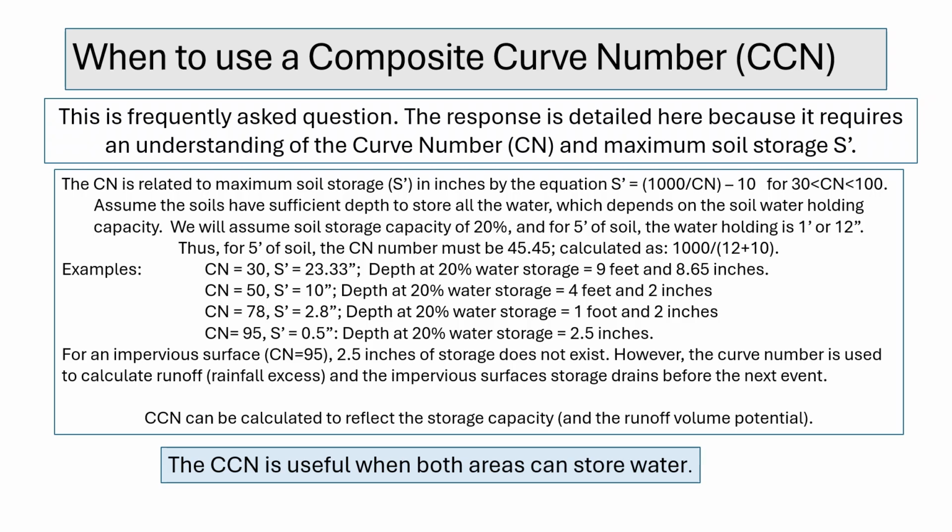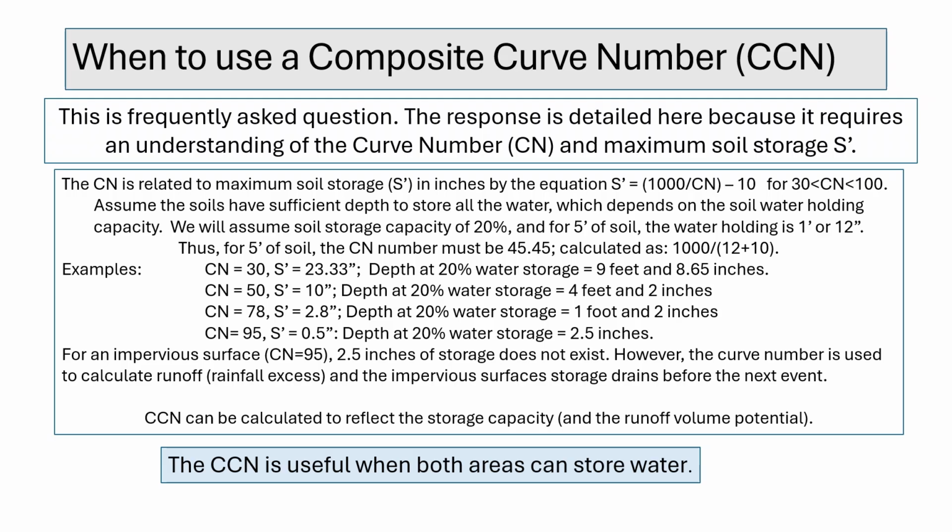Looking at a few examples really drives this home. A CN of 30 corresponds to over 9 feet of soil depth needed to hold that water. A CN of 50 corresponds to about 4 feet and 2 inches. A CN of 78 corresponds to just over a foot. And a CN of 95, which represents essentially impervious surfaces, corresponds to only about 2.5 inches of storage.